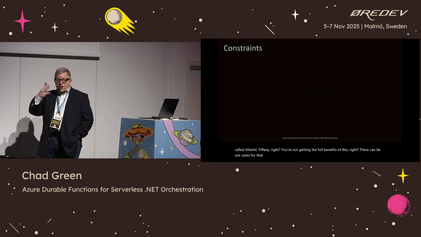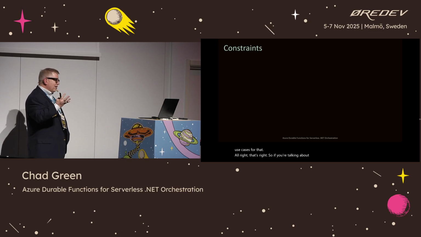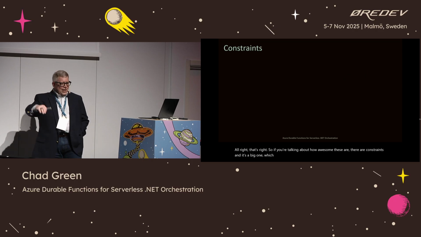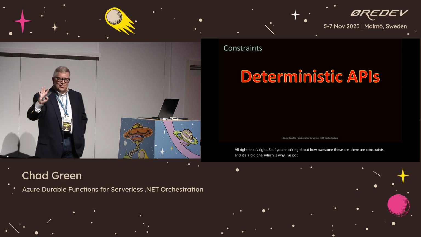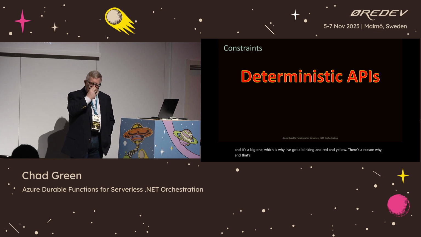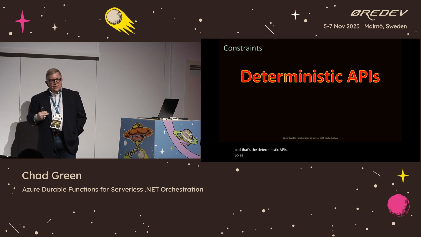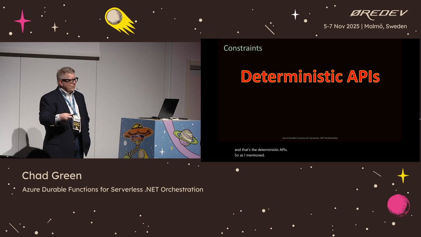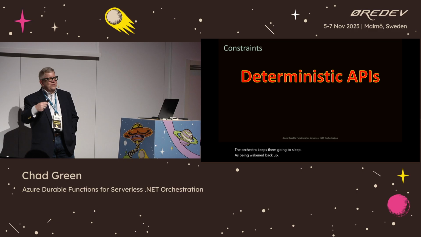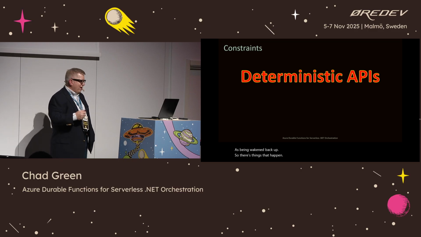All right, constraints. I've been talking about how awesome these are. There are constraints. And it's a big one, which is why I've got it blinking in red and yellow. There's a reason why, and that's the deterministic APIs. So as I mentioned, the orchestrator keeps going to sleep and is being wakened back up. So there are things that happen that we have to be careful with.